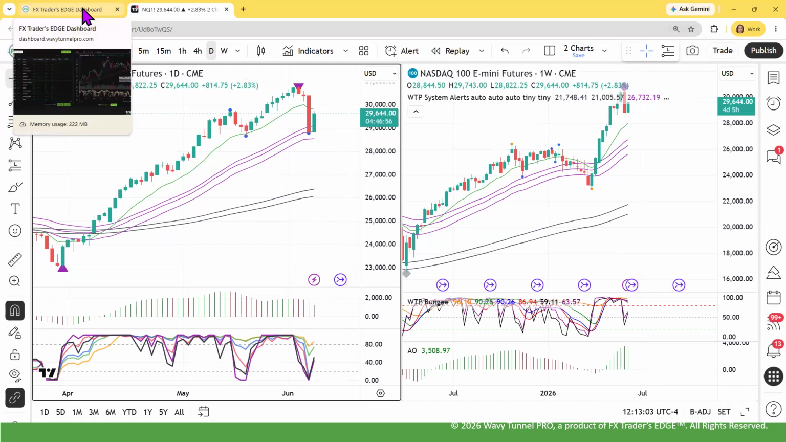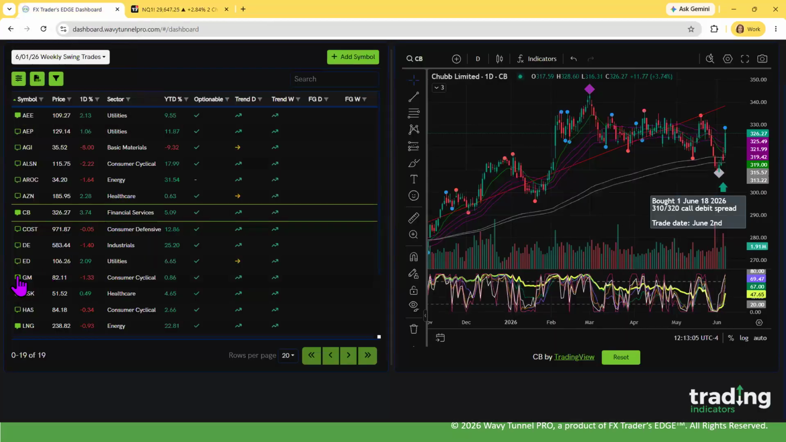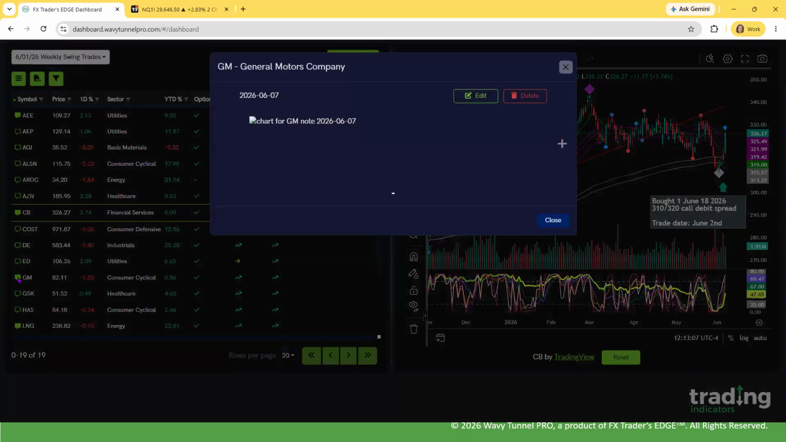Now, let's go back to the dashboard and let's look at GM. Is there a question? Is there echoing in the back? No, nobody else is complaining. Okay, I don't think there's echoing in the back.